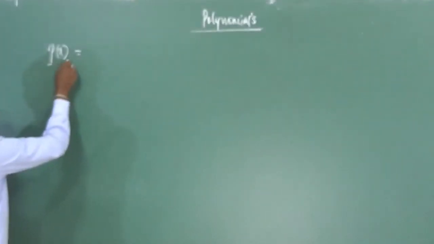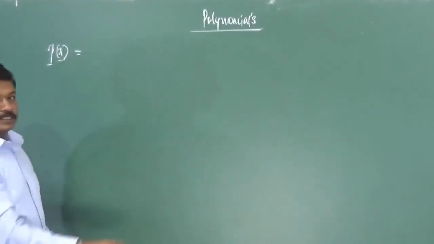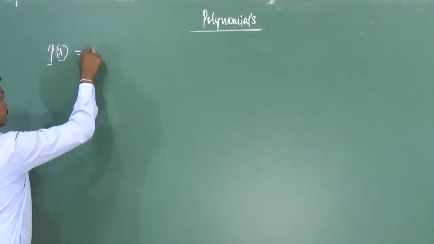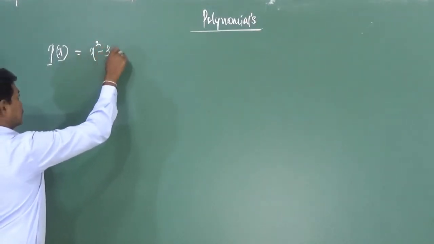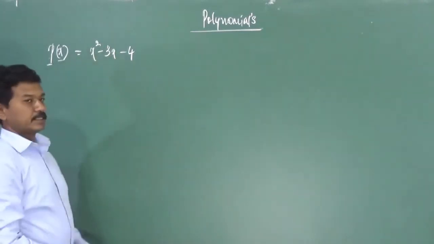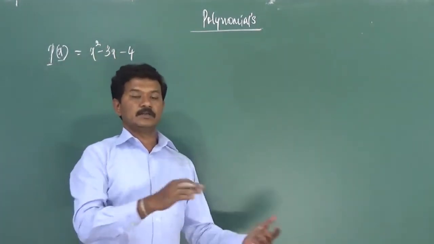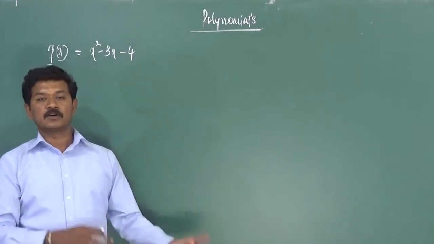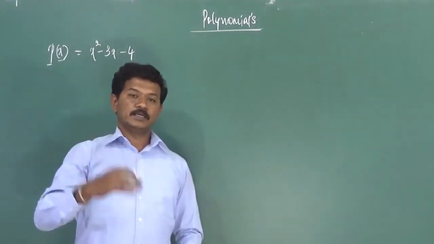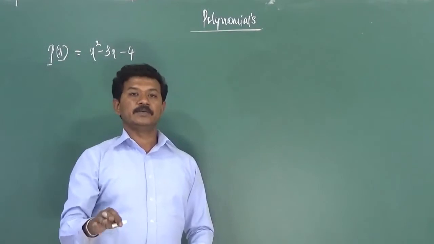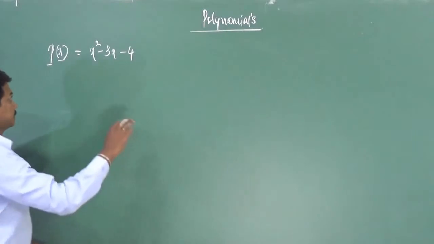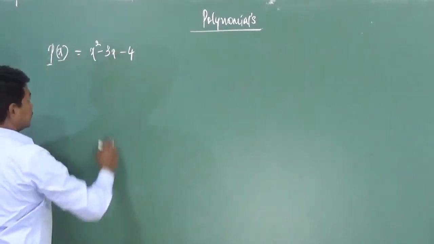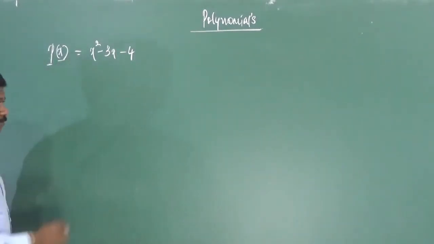So this is p of x. p is the name of the polynomial and x is the variable used inside the polynomial. Let us take p of x equal to x square minus 3x minus 4. Some polynomial is there. At this stage I will not discuss whether this is a polynomial or not. All those things are over. It is understood that whatever examples we take in this chapter are 100% polynomials. So p of x is x square minus 3x minus 4. We have a polynomial here.